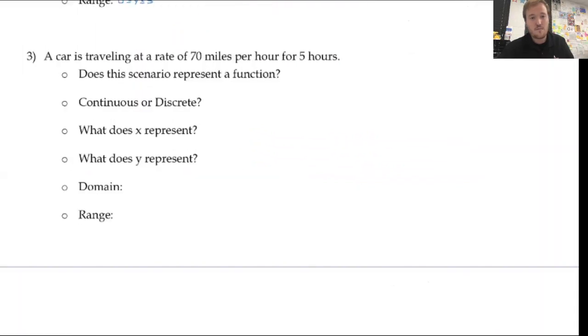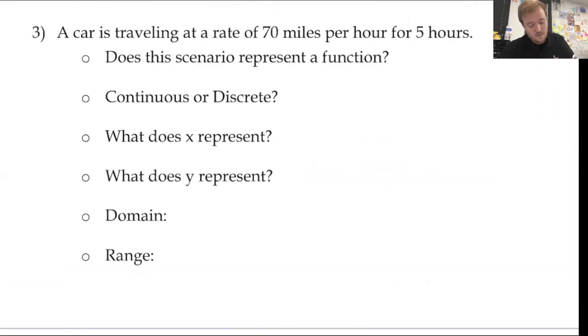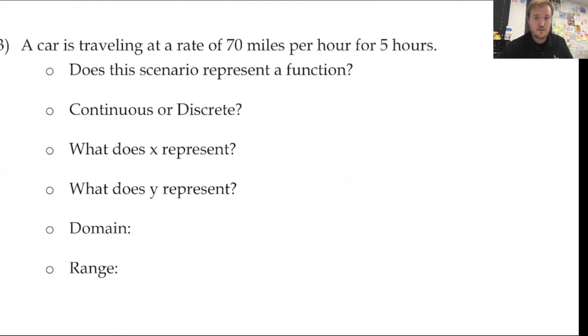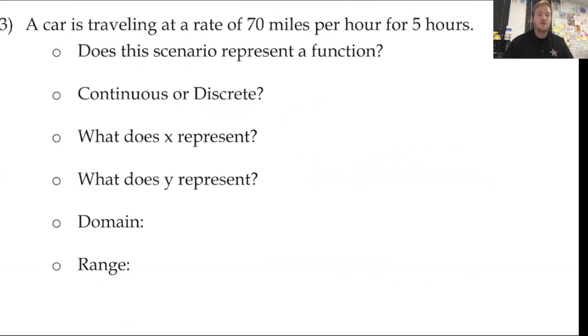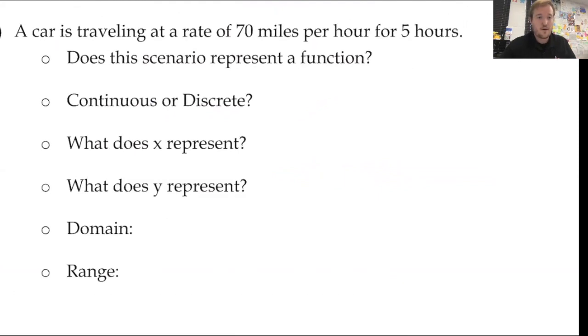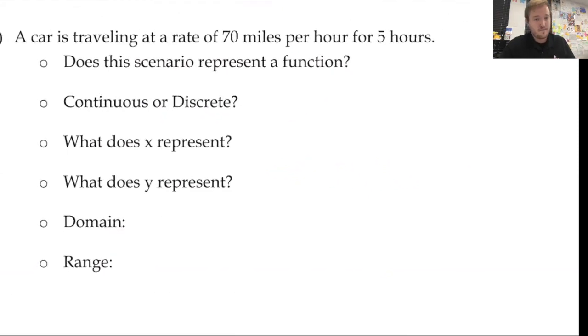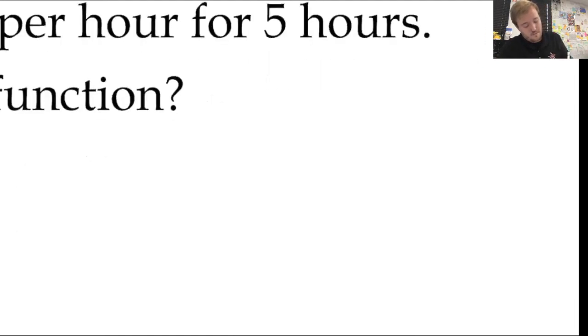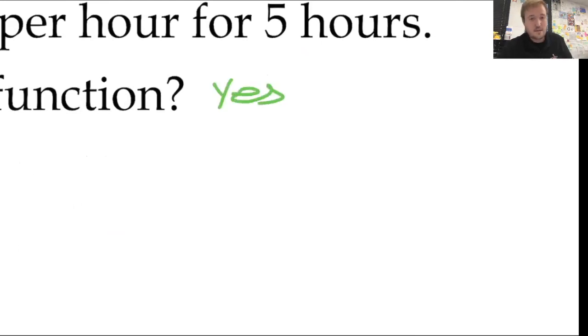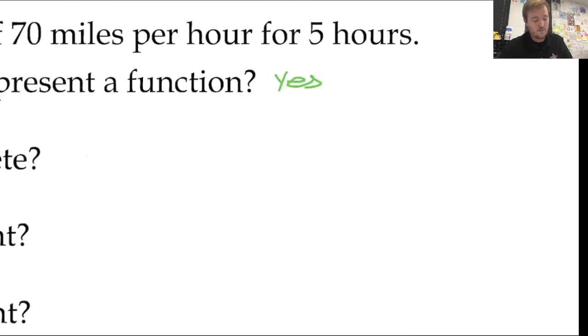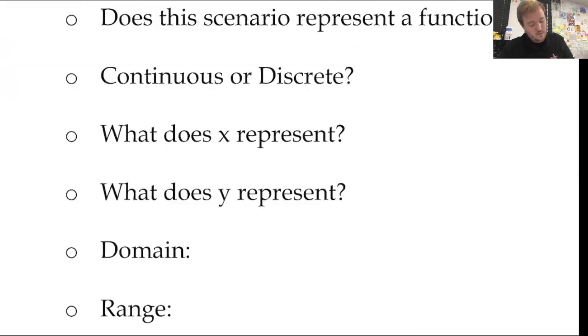Okay, number 3. Strangely enough, I would actually say this is the hard one. All right, so a car is traveling at a rate of 70 miles per hour for 5 hours. So is this a function? Absolutely. Because once again, we're looking at time and distance, both of which you can have a part of, which means we are continuous.